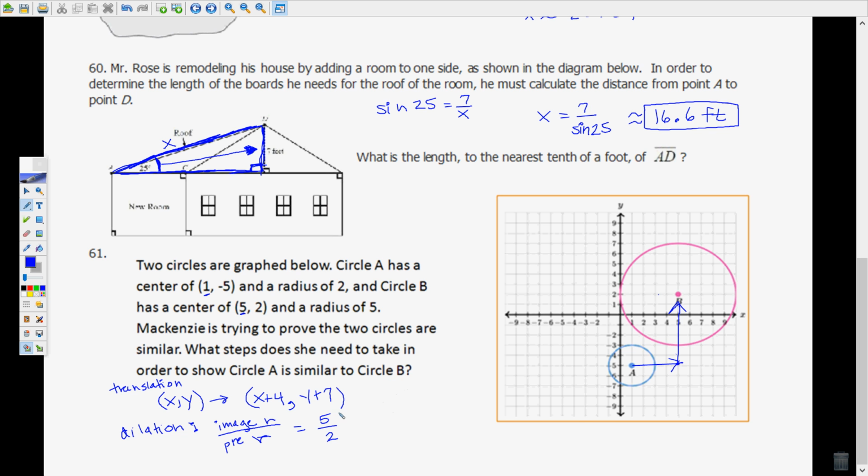Again, I apologize for the interruptions. I am at school. Then for the dilation, you always want to put the image over the pre-image, and in this case, for circles, you use the radius for each one.